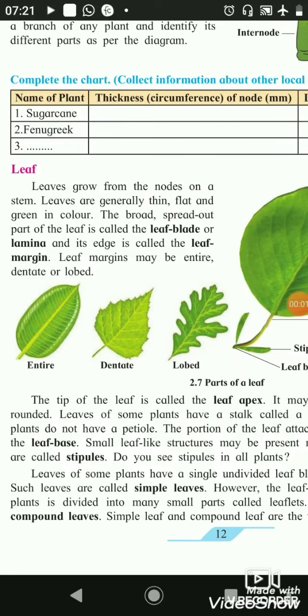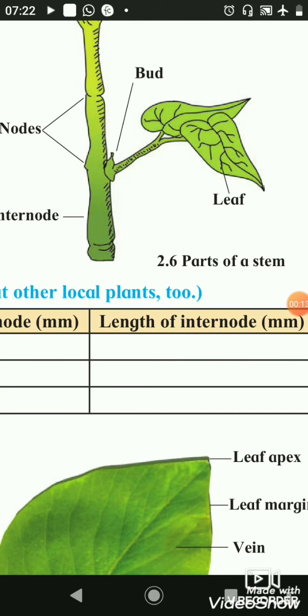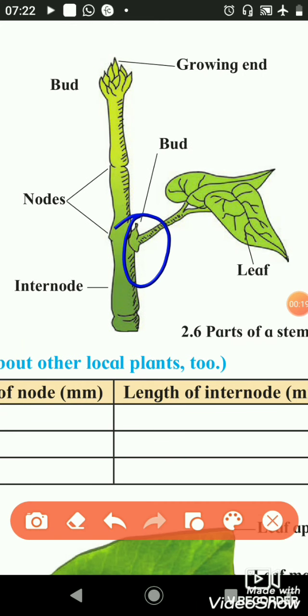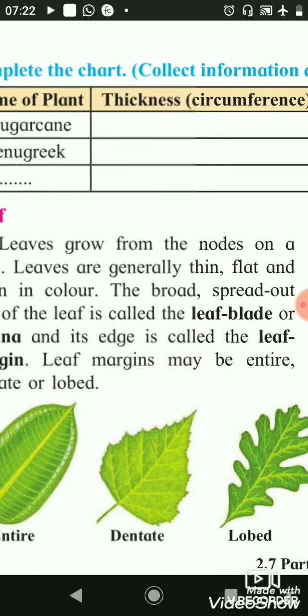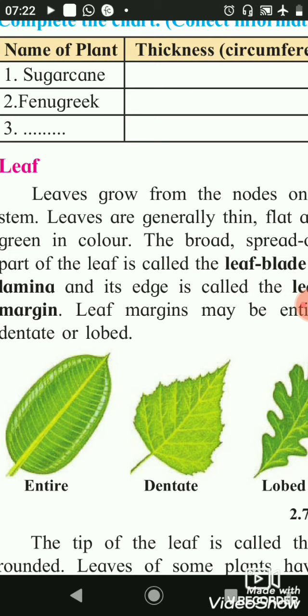Students, now let's move to the next important part of a plant, the leaf. Leaves grow from the nodes. Look here, leaves. Before, I told you leaves grow from the nodes. These are the nodes. Leaves grow from the nodes of a stem. Leaves are generally thin, flat and green in color. All of you know we can see leaves in green color. Some leaves you can see with yellow or red color, but they have some reason.